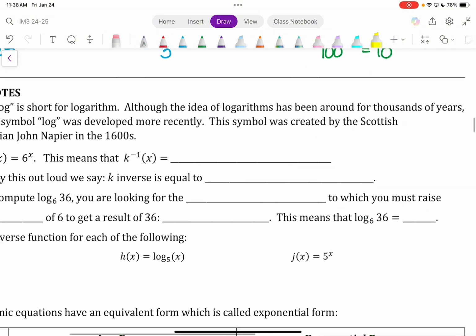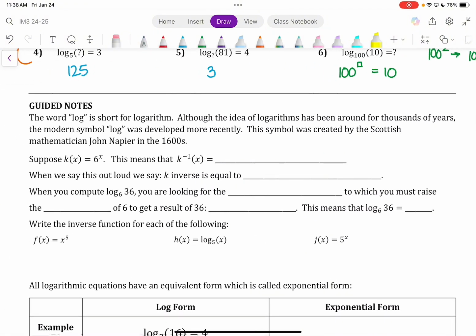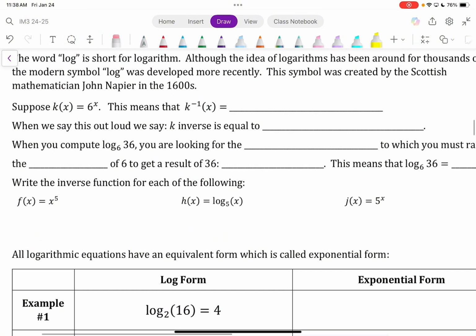Okay, so write the following down, please. Guided notes. The word log is short for logarithm. Although the idea of logarithms has been around for thousands of years, the modern symbol log was developed more recently. This symbol was created by a Scottish mathematician in the 1600s. So let's look at the first blank.